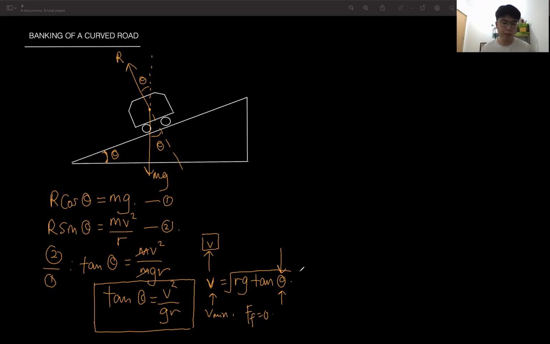And also, if the angle is high, what does it tell you? If the angle is high, then the centripetal force is high or is it low? Sorry, not centripetal, let me rephrase. If the angle is high, the frictional force is less. Friction required is less. That means it can move at higher speed with no friction, and also sliding is less likely to occur.